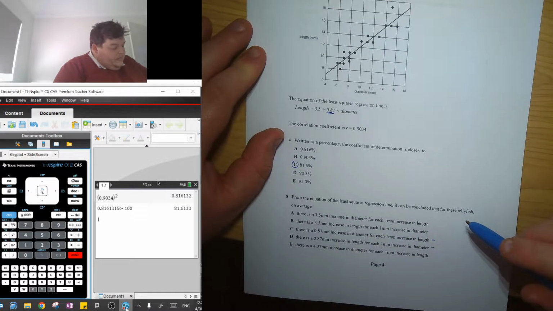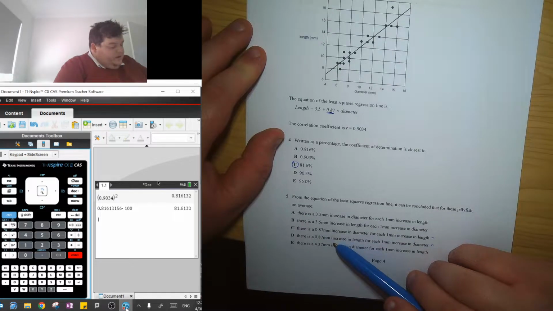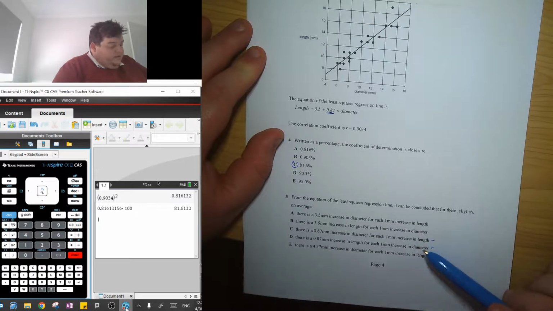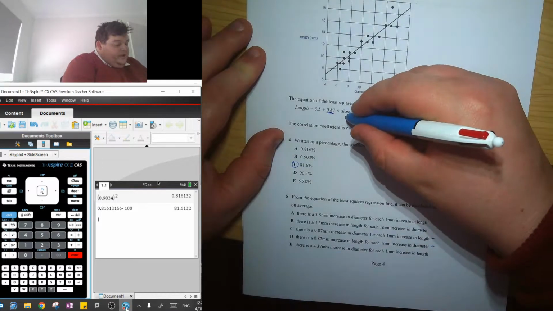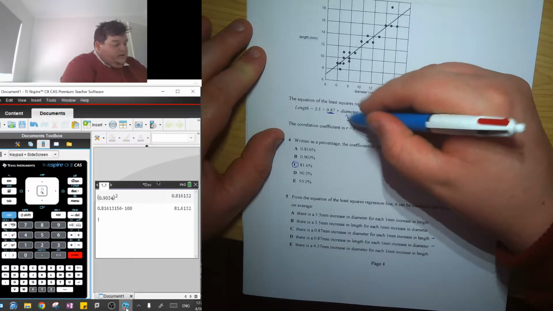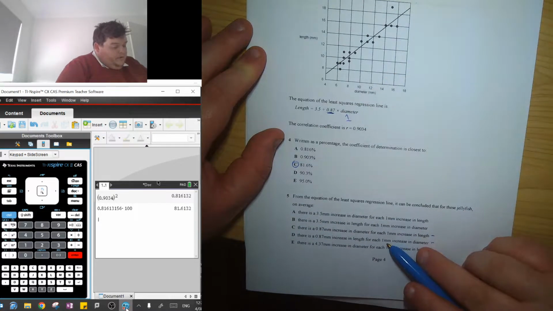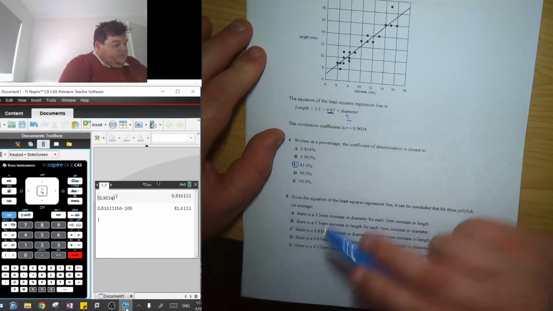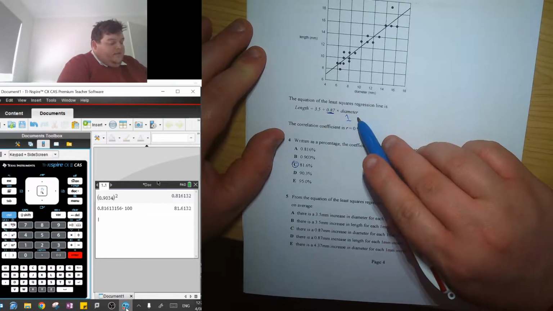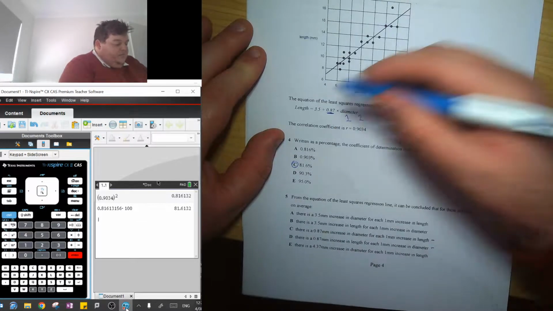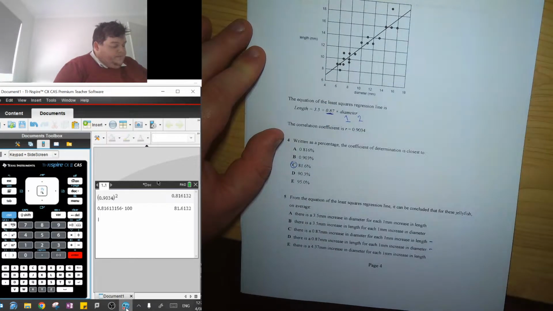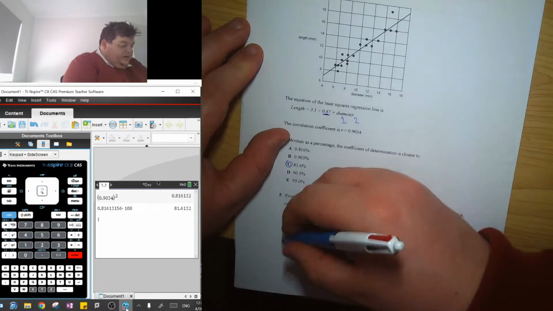Or there is a 0.87 millimeter increase in length for each 1 millimeter increase in diameter. I think that's the correct one here, because essentially if we go up by 1 and increase this by 1, so the diameter is going up 1 millimeter, this will increase by 0.87. So for example, right now it's 0.87. If I increase that by 1 to 2, this then becomes 1.74, which is a 0.87 increase, obviously with that included. But yeah, so that would be D.